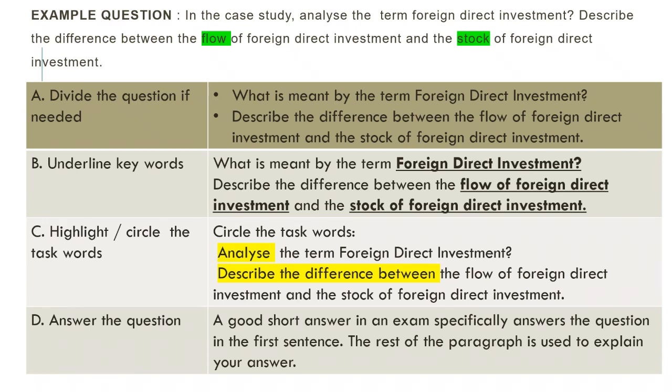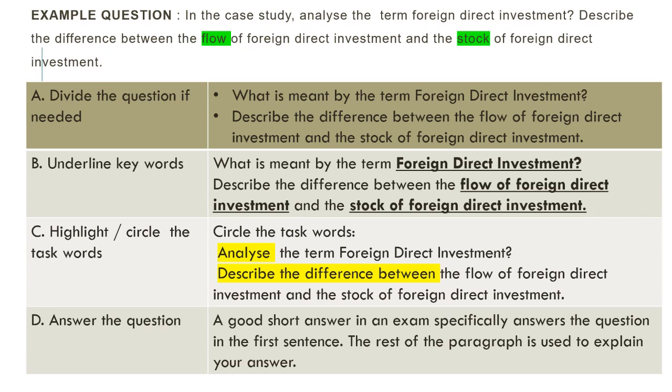Then you highlight or circle the keywords of the task words. The task words are what is going to tell you what you must do. Analyze the term. Describe the difference. It's the action word, what you need to do. Then you need to formulate an answer.